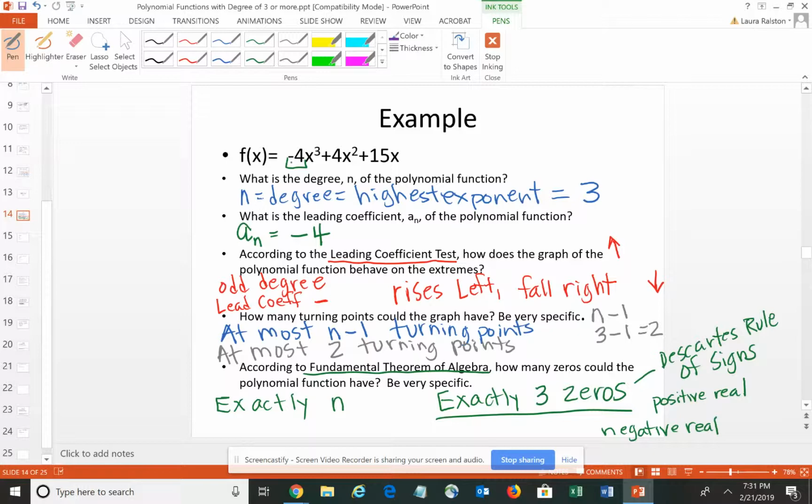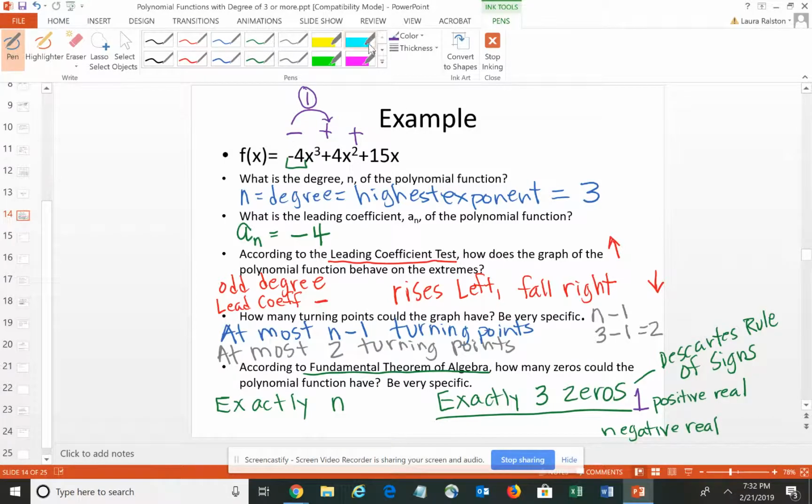Okay, so to determine the positive real, I'm going to go back to the original problem as it was given to me, negative 4x cubed plus 4x squared plus 15x. Okay, so we start out with a negative, then a positive, then a positive. So when I go from negative to positive, there's a sign change. Positive to positive is not a sign change. So there is only one sign change, which means I could have at most one positive real zero.